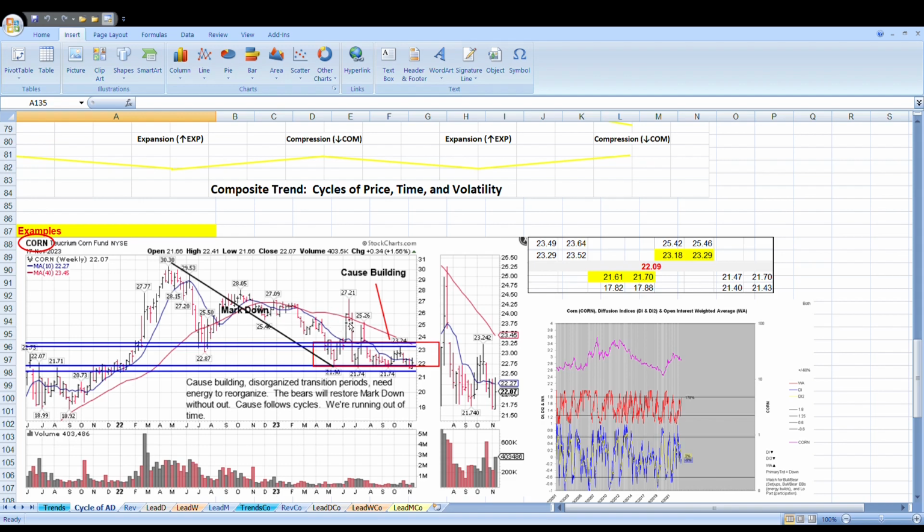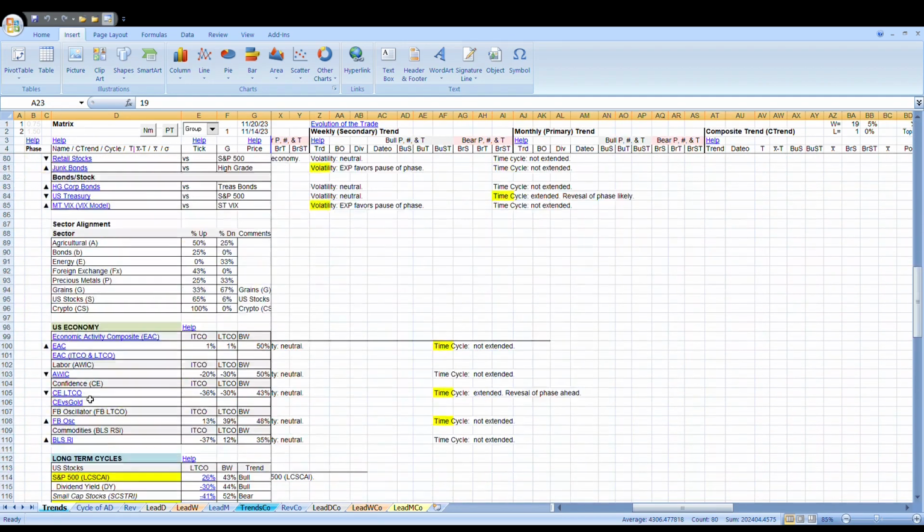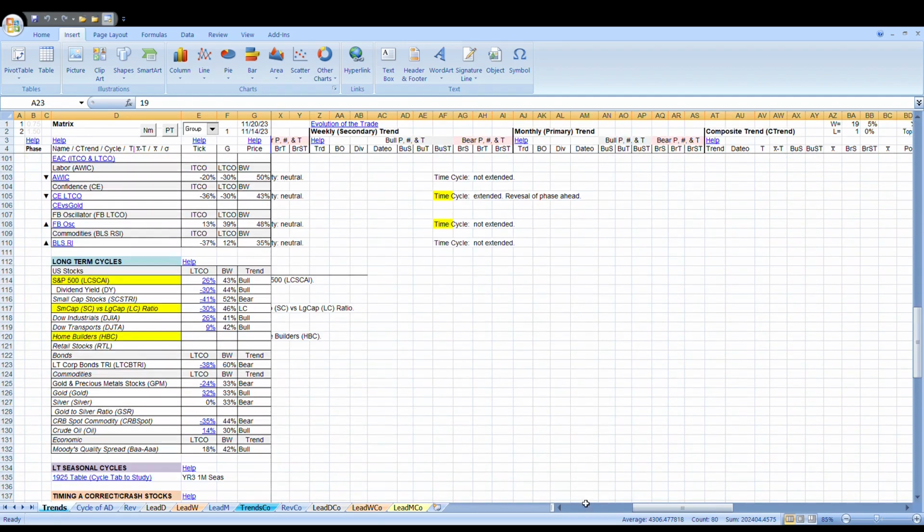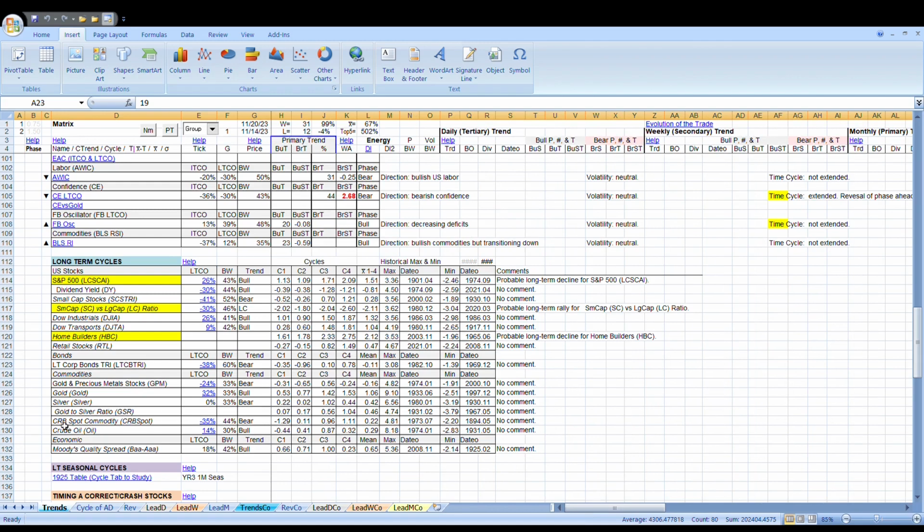And this plays an important role not only for corn, but all commodity markets, since the corn, soybean, and wheat markets are highly correlated to one another, and they're highly correlated to the commodity markets in general, which are tracked down here. And you can see the commodity spot index is still in a bear phase. And it's been like that for a while.